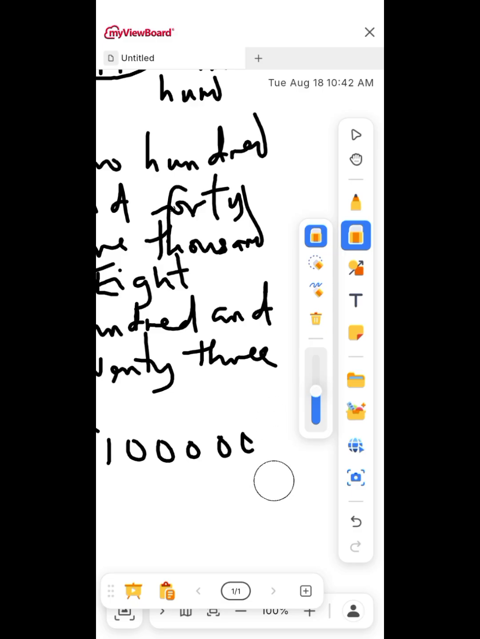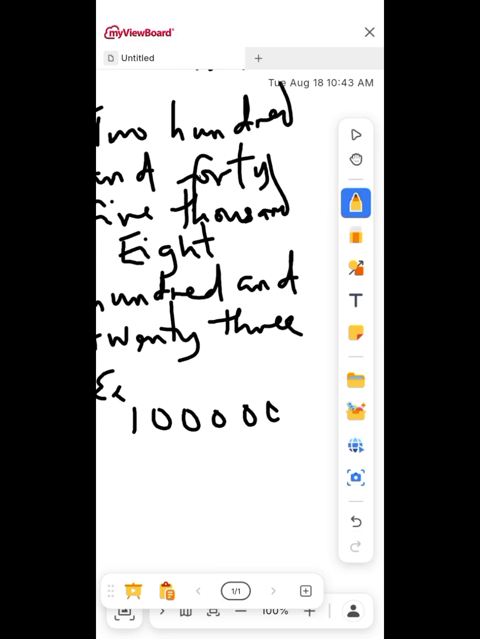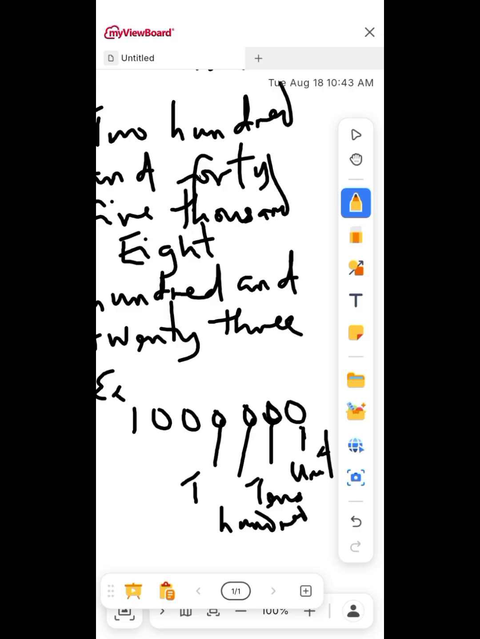I want to clean this. So we have this, and we have been asked to write it in words. Let's put our place values. These are units, these are our tens, these are our hundreds, these are our thousands. This is our tens of thousands, this is our hundreds of thousands, and this is our million.